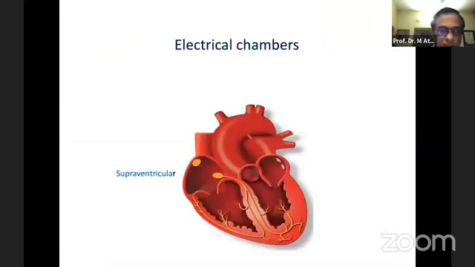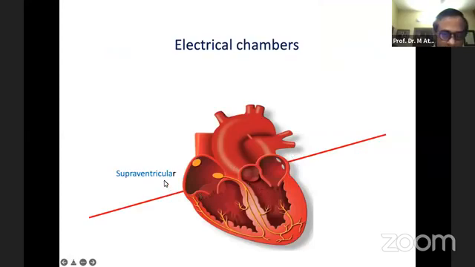By ECG, we can divide the heart into 2 electrical chambers, by this line along the attachment of the tricuspid and mitral valve. That is the fibrous trigone, the connective tissue between the upper and lower parts of the heart that divides the heart into supraventricular and ventricular parts. These are the electrical chambers of the heart, by this line along the fibrous trigone, the area of attachment of the mitral and tricuspid valve.